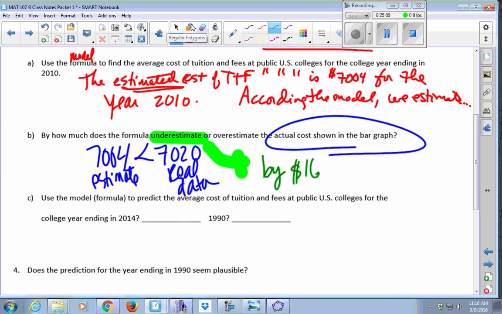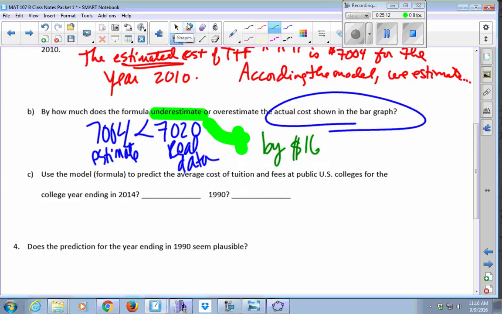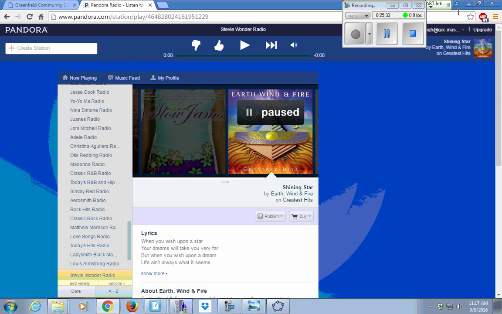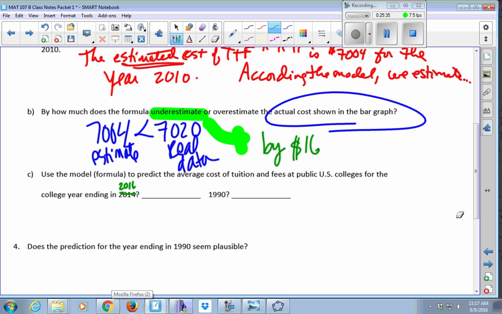All right, so let's use this formula to predict the average cost of tuition and fees for the college year ending in 2014. I should change that to 2016 because we actually have that number right here. Did anybody hold on to it? What was it, 9,014 when I showed you? Did anybody copy that down for me? No, but it was 9,014. So let's find the average cost for 2016.